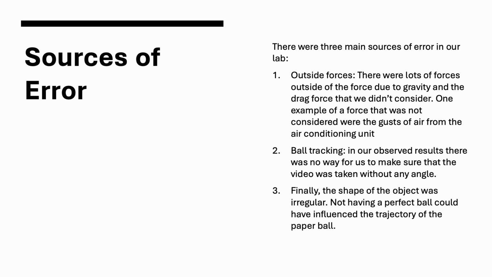Second was ball tracking. In our observed results, there was no way for us to make sure that the video was taken without any angle, which means that there could have been a z component to the motion of this ball. Finally, the shape of the object was irregular. Not having a perfect ball could have influenced the trajectory of the paper ball.